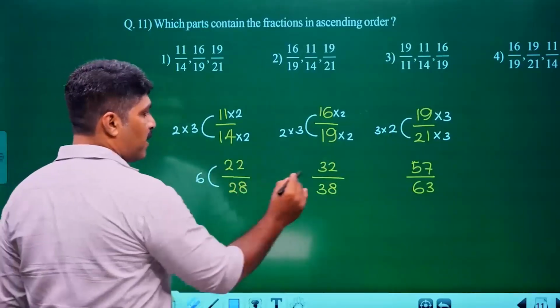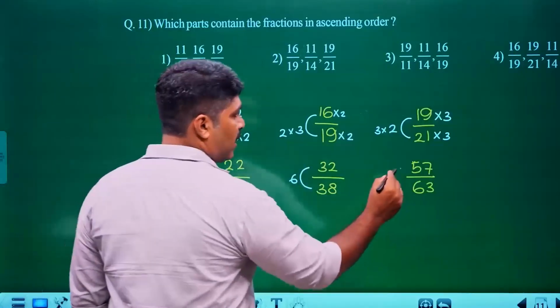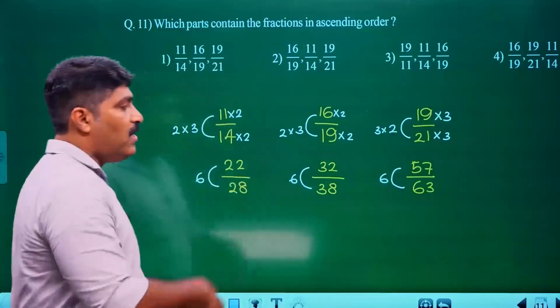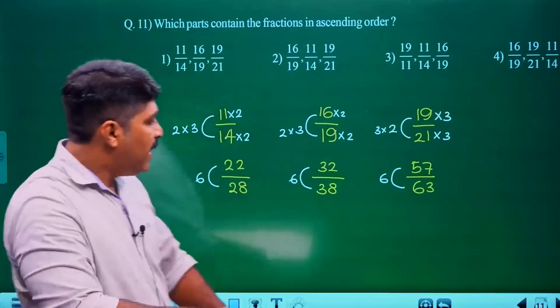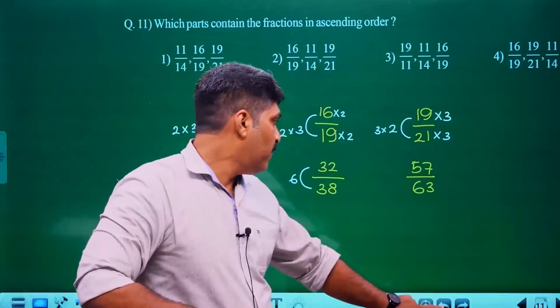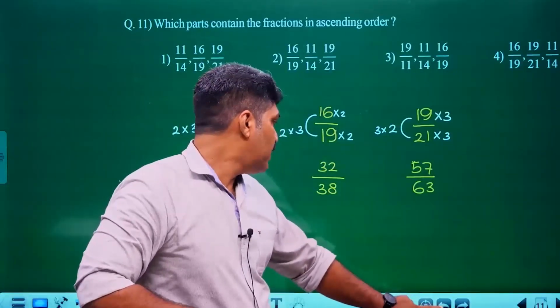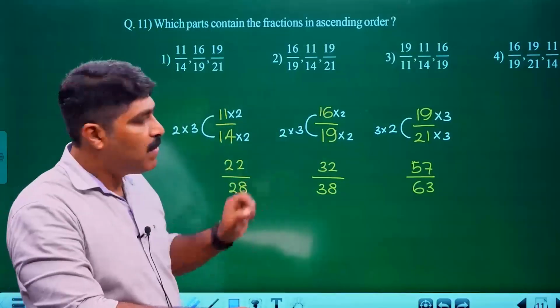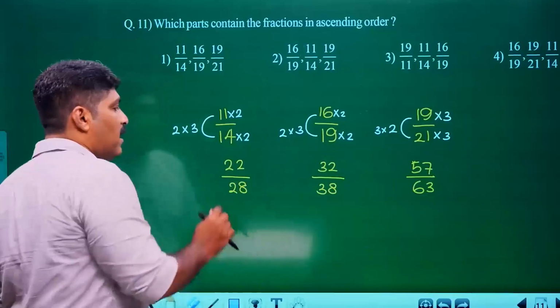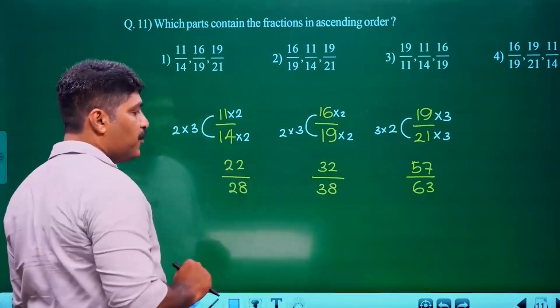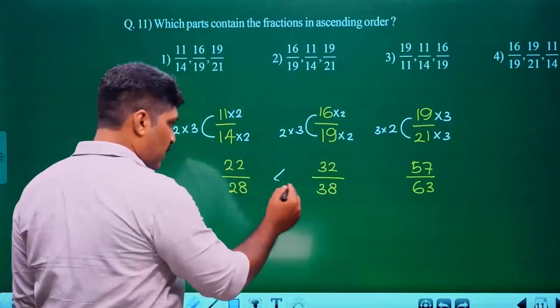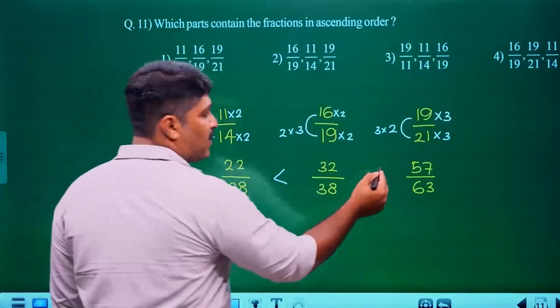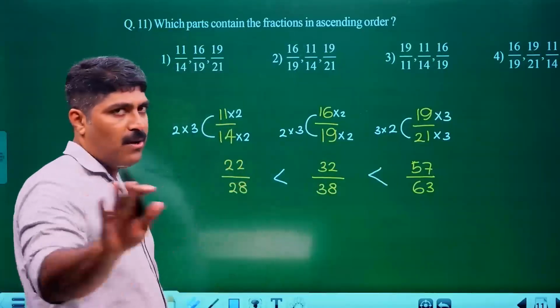Look at here. So here 6, here 6. Got it? So if these differences are the same, then look at the set of fractions. Which is greater? If the differences are the same and these are proper fractions, then the least value here, that is 22 by 28, is lesser than 32 by 38, which is lesser than 57 by 63, no doubt.